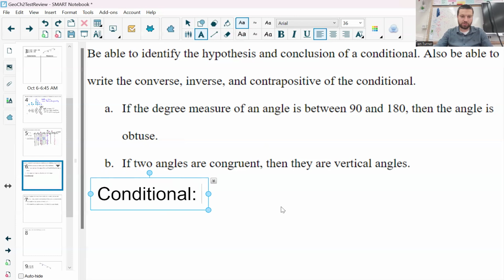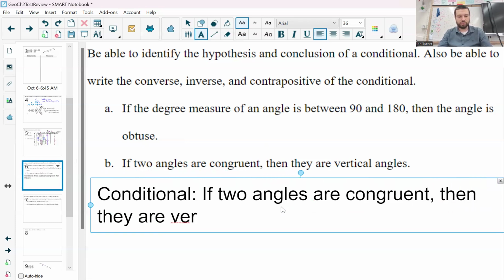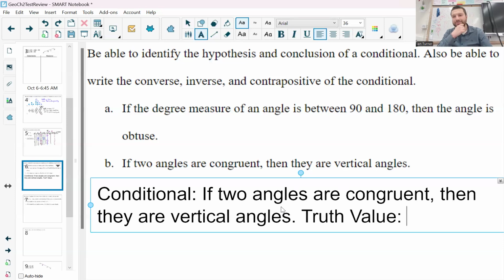So the original conditional is if two angles are congruent, then they are vertical angles. Okay, and the truth value on that, Jameson, what do you got? Yeah, it's true. No, I'm sorry. Wait, say it again. No, it's false. No, you have other options. Is this the one you guys did on your quiz? No, you did something different. Sorry, I got that wrong. Jameson said false. I just misheard him.